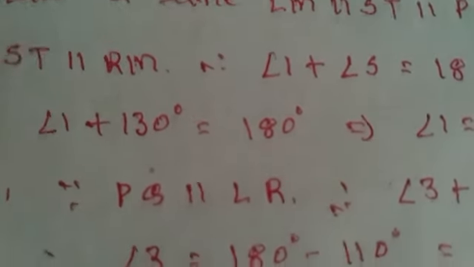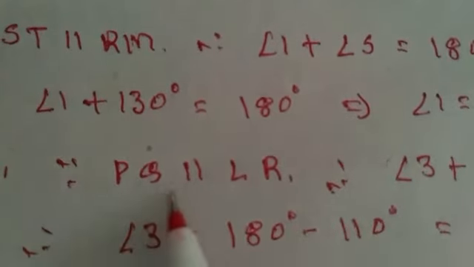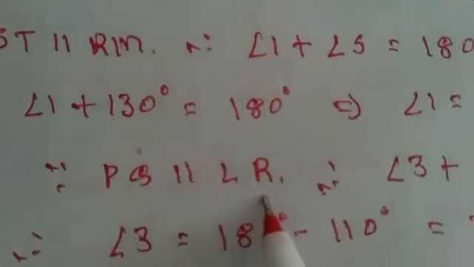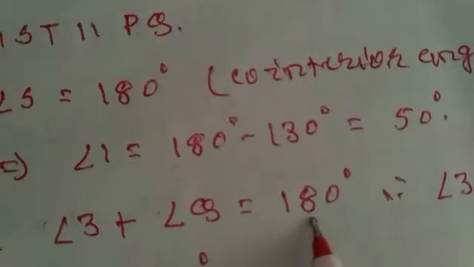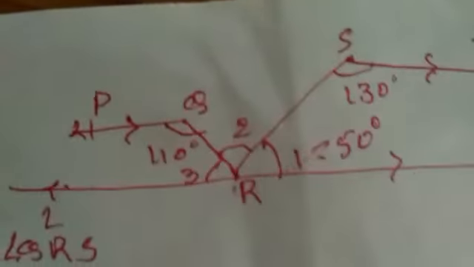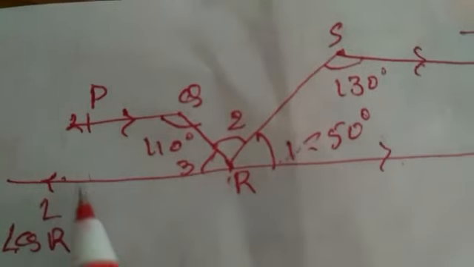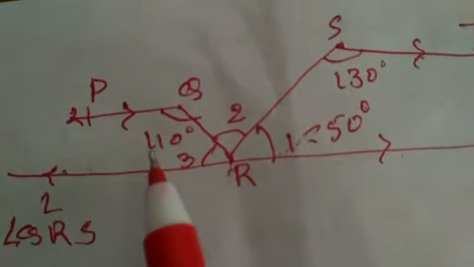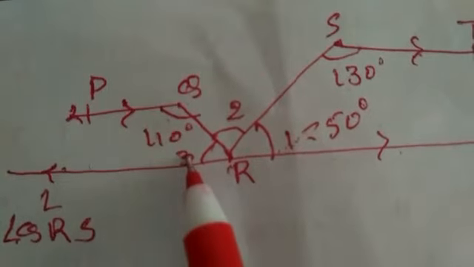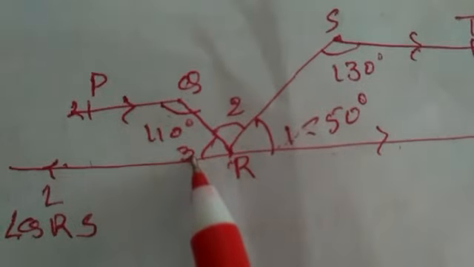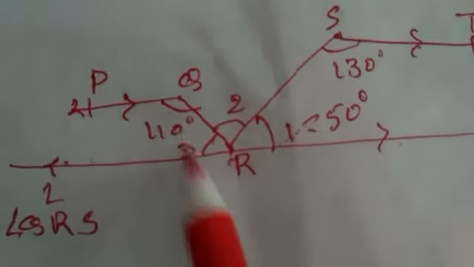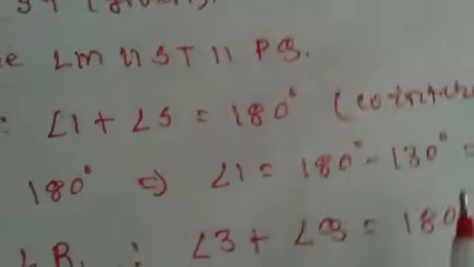Okay. Now similarly, since PQ is parallel to LR, angle 3 plus angle Q will be 180 degrees. Now let's see in the figure. This PQ is parallel to LR, so angle Q and angle 3, which we assumed by ourselves, are co-interior angles of the same side, so they are supplementary to each other.